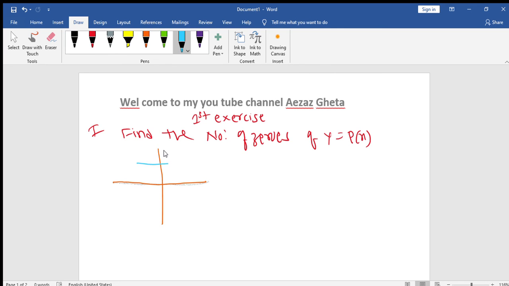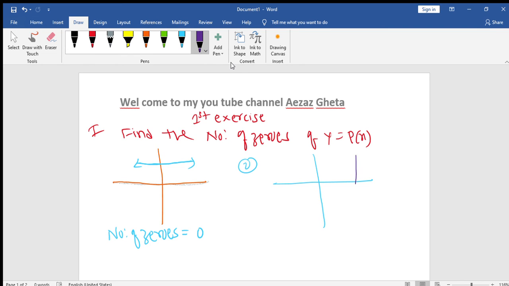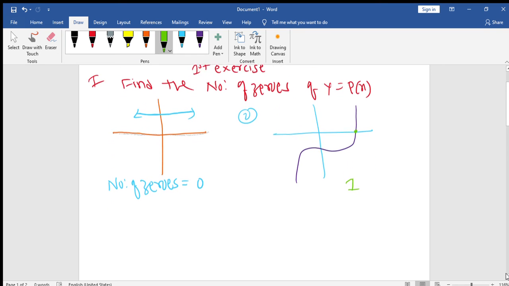The first one they gave like this. You can see it does not intersect the x-axis, so number of zeros is equal to 0, because it does not intersect the x-axis, it is only intersecting the y-axis. The second question is like this. You can see that this intersects the x-axis at one point, so number of zeros is 1.